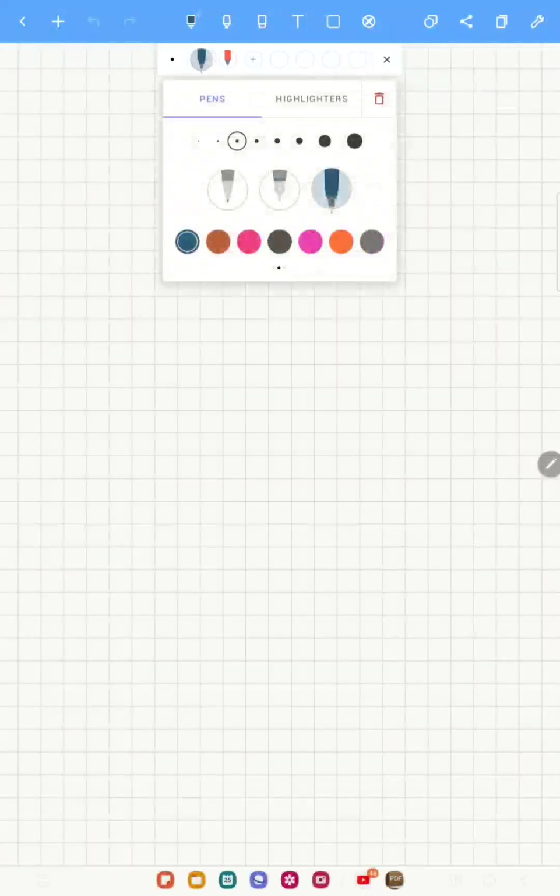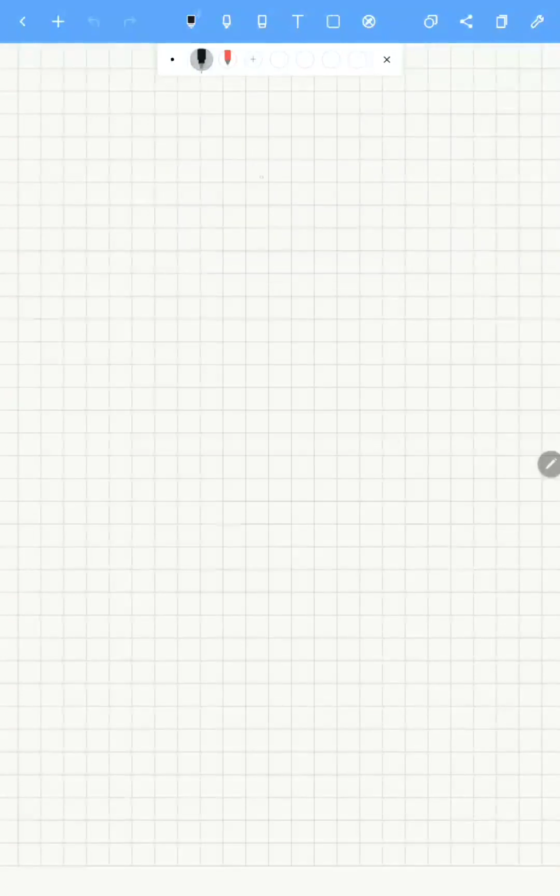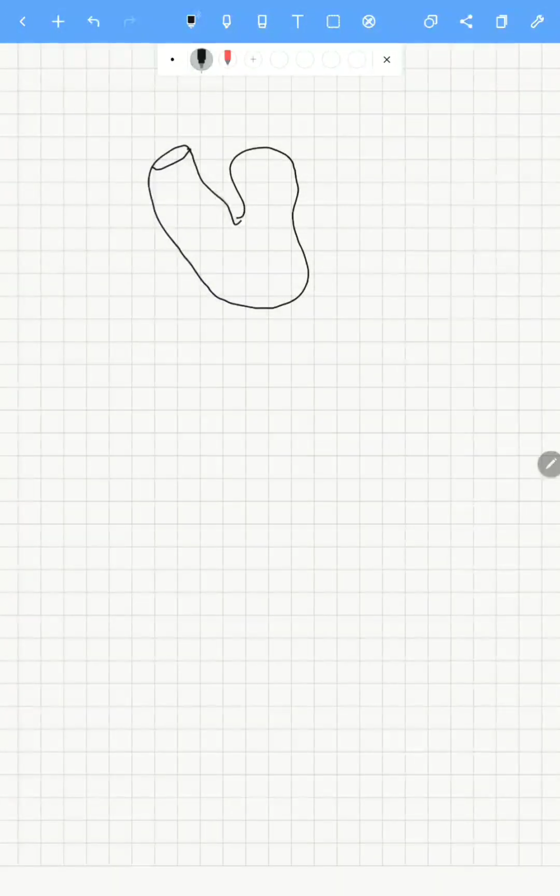Let me draw one side of the heart. I will be discussing the events only for the left side of the heart. The right side of the heart will follow the same sequence of events. So discussing one side will be more than enough. Let me draw the left side. This is the left side of the heart.